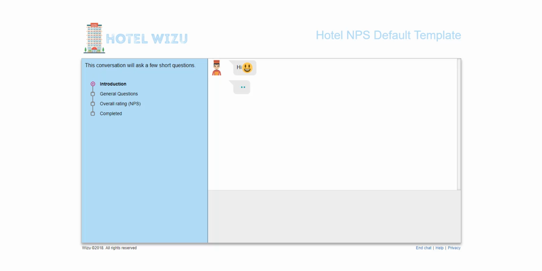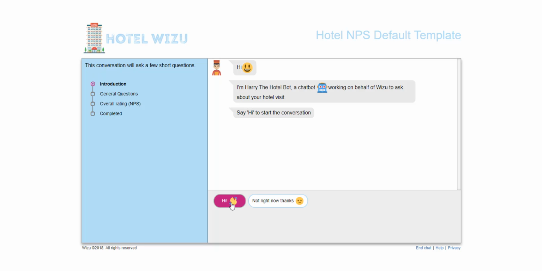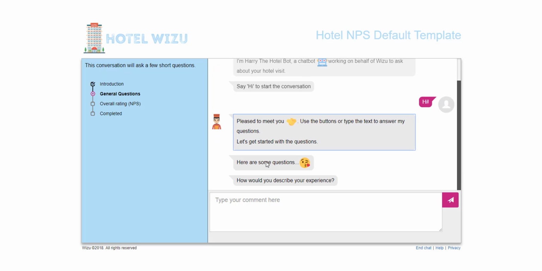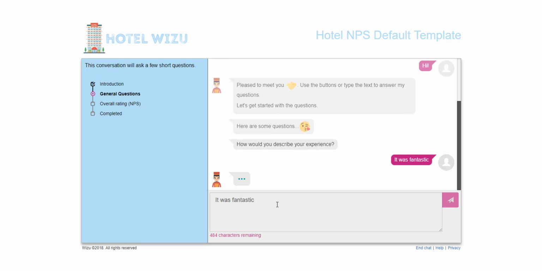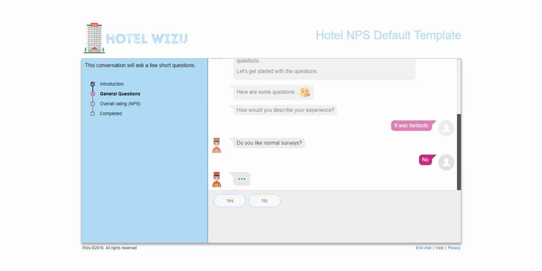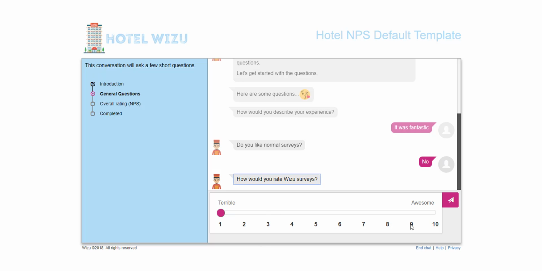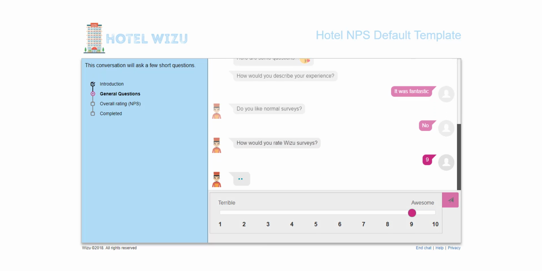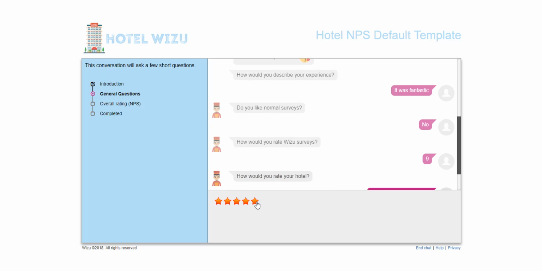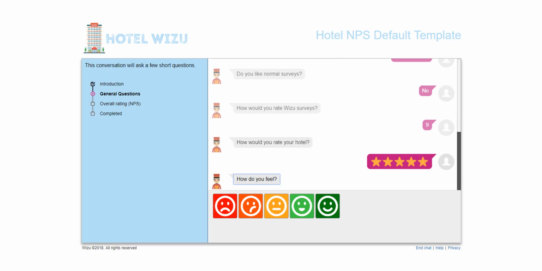Let's take a look at those questions in a live survey example. Here we can see the opening text statement followed by an open text question. Followed by a yes/no question, then a scale rating question. We have our star ratings, then the emoji scale.